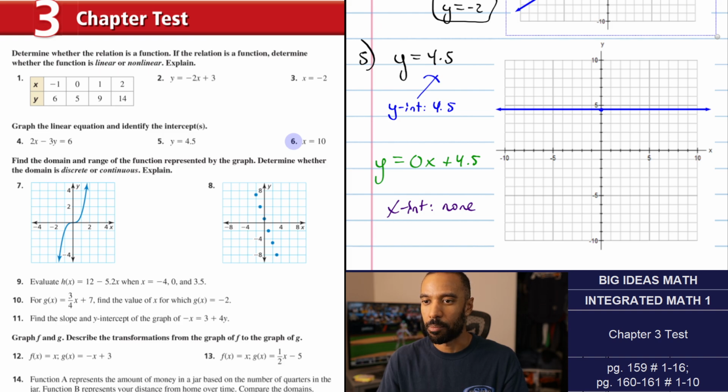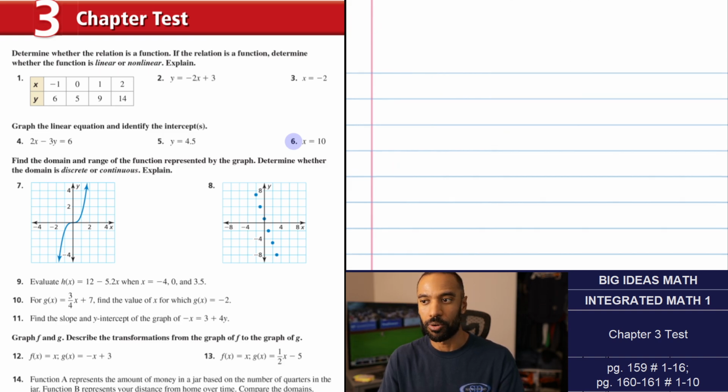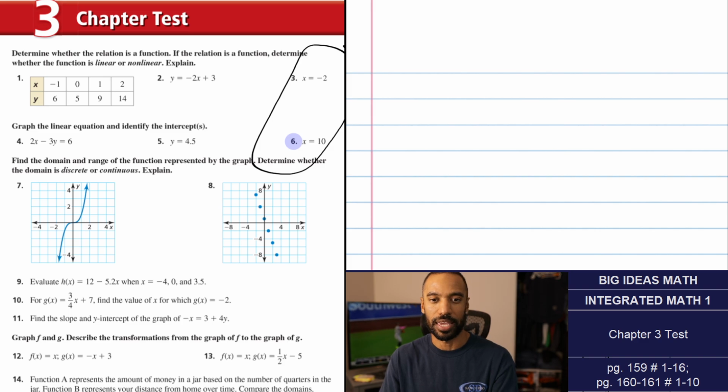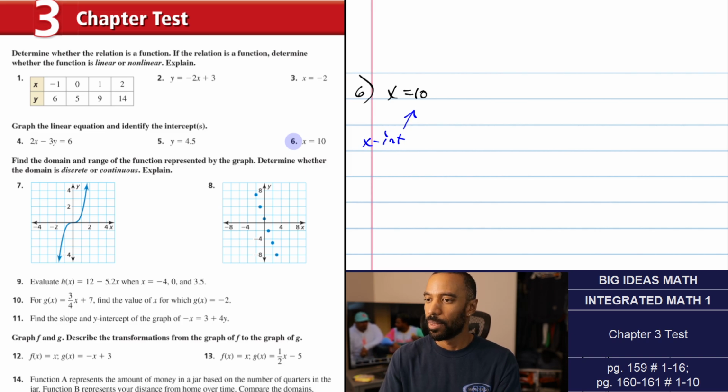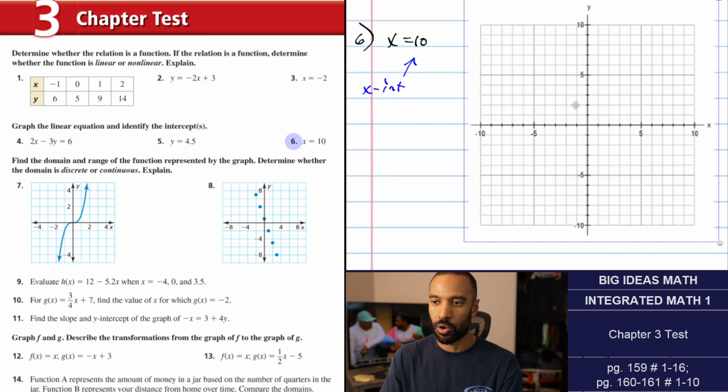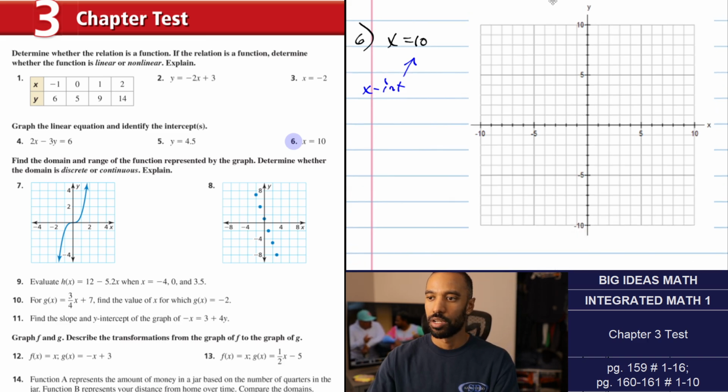Number 6 is going to be a lot more of the same. We just saw what an example of an x equals equation is going to look like. It's going to be a vertical line. So if a y equals equation is a horizontal line and an x equals equation is a vertical line, x equals 10 means this is your x-intercept at 10. And a vertical line means it'll never hit the y-axis. So this time, we're just going to go up and down from 10. No y-intercept. This is your graph.